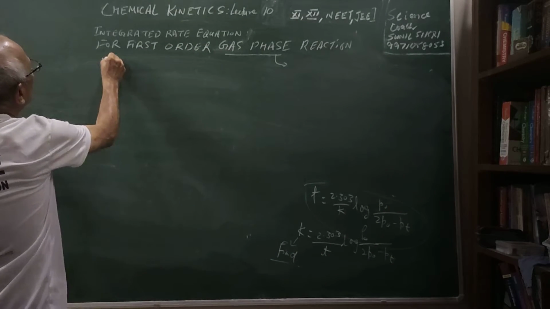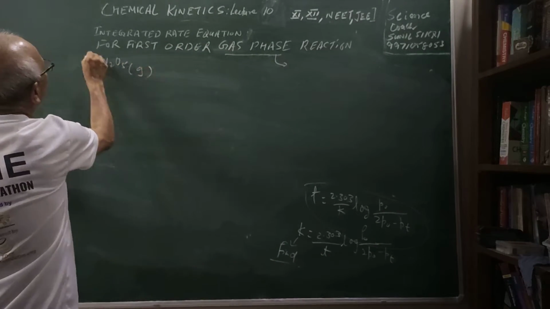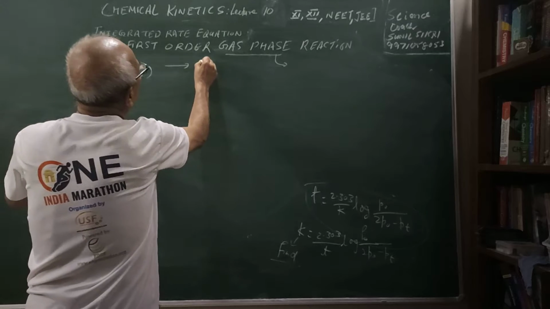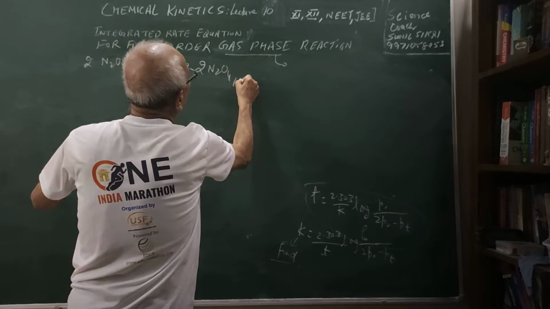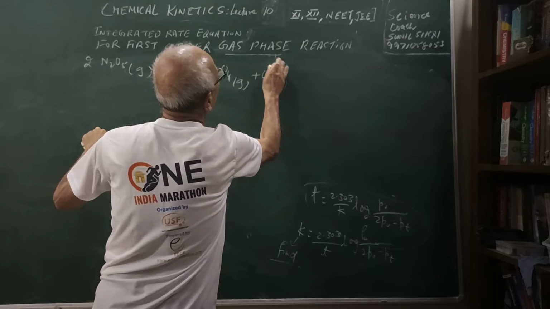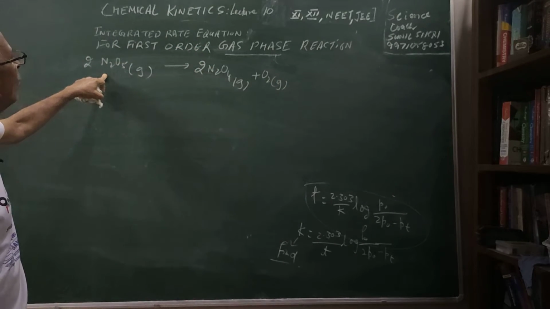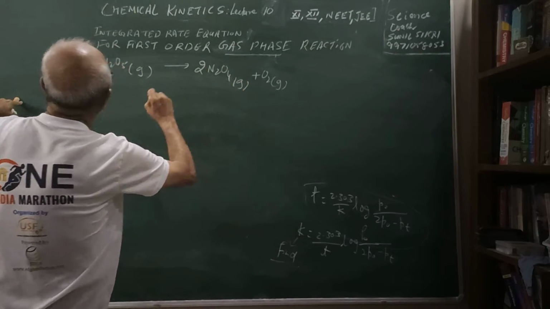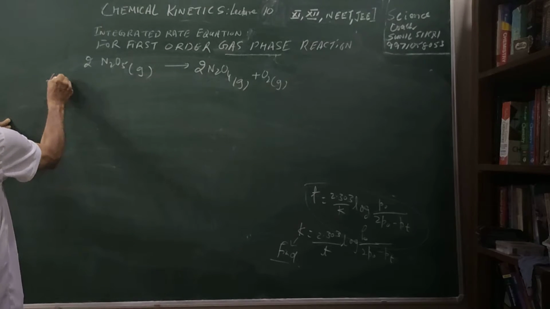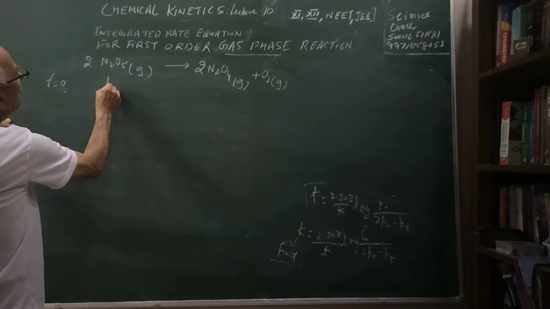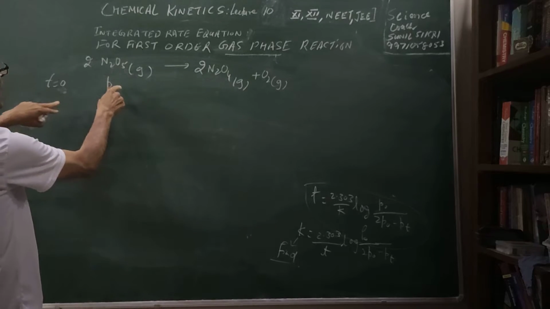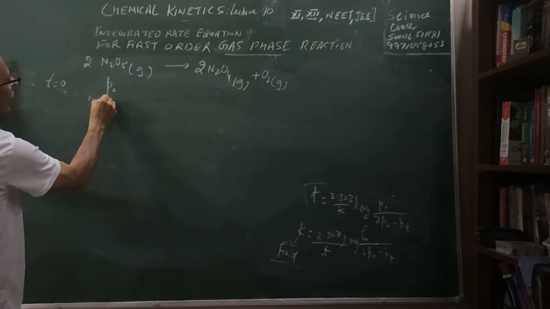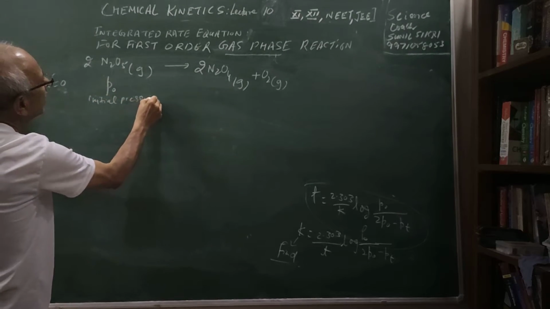Let me take the decomposition of N2O5 gas. N2O5 gas decomposes to give 2NO2 plus oxygen gas. So this is a balanced stoichiometric equation. Oxygen 5 and 2, 10. So here what I am saying, at time t equal to 0, what I have is P0, which is the initial pressure, which is given in the question.